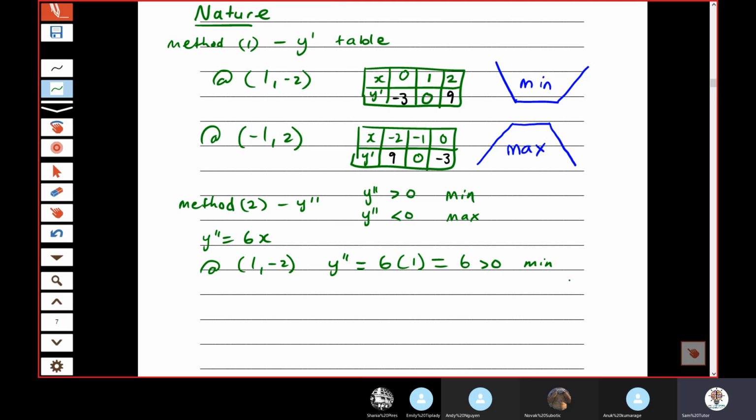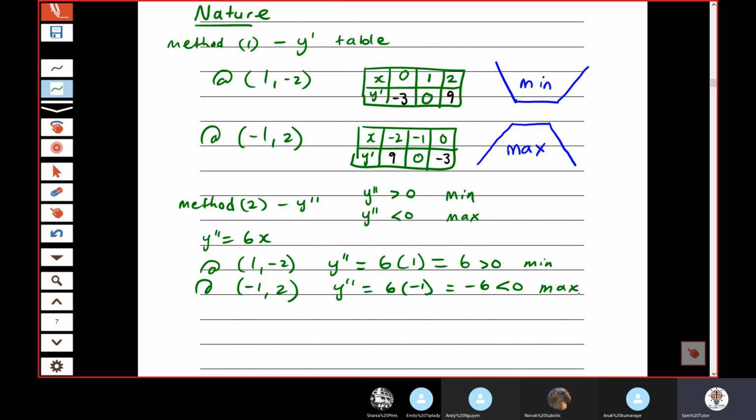If I see a sentence that isn't like that, again, I know you haven't been doing it my way, you've learned it your teacher's way. I know straight away, right? Because I do things very particularly, in a particular way. So, at negative 1, comma 2, y double dash equals 6x, which equals negative 6, less than 0, max. And you're done. So that one's a little bit easier because you can see there's not too much to substitute.